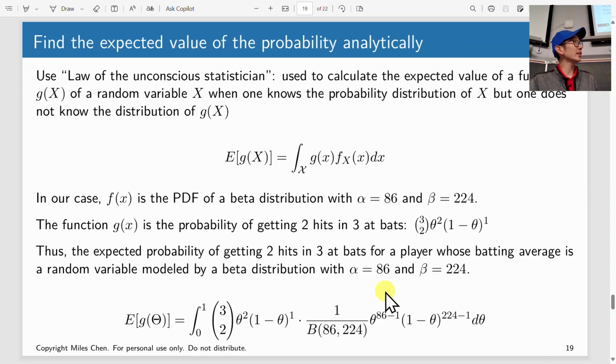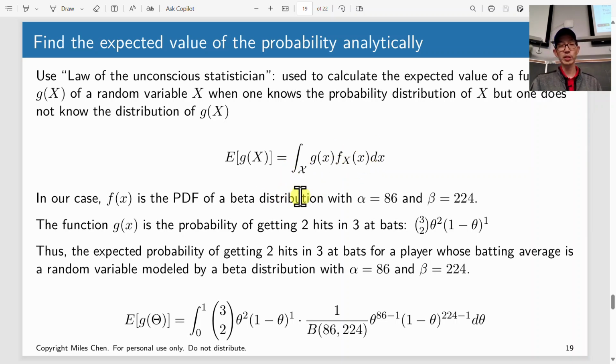The other thing we can do is we can try to find the expected value. So here we're going to say, I want to calculate the expected value of this function g of x of some random variable x. And we know the probability distribution of x, but we don't know the distribution of g of x. So we could say the expected value of g of x is the integral across all possible values of x of the function g of x times basically the PDF of x.